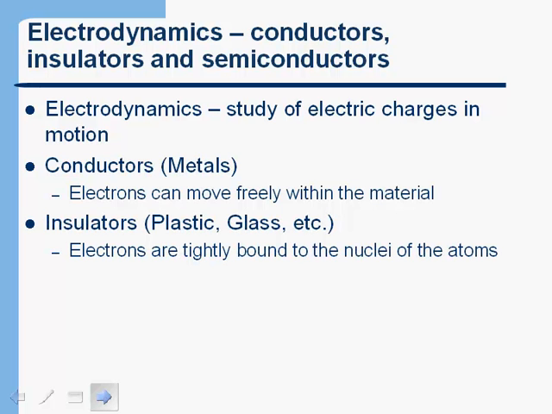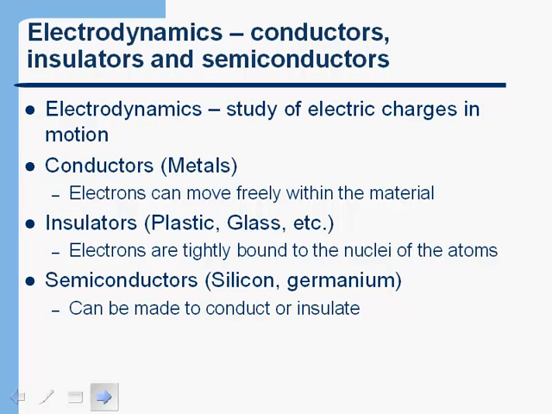Insulators are the opposite of conductors in that in an insulator, the electrons are tightly bound in the atoms, and so they can't move easily from one atom to another. So even if I take something like a piece of plastic and I connect a battery to it, no electricity is going to flow through that piece of plastic. And so things like plastic and glass are excellent insulators because they don't allow electricity to flow through them.